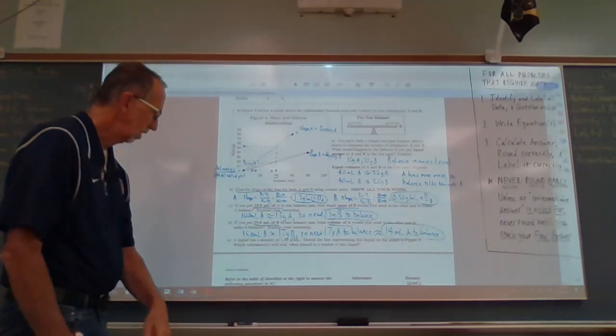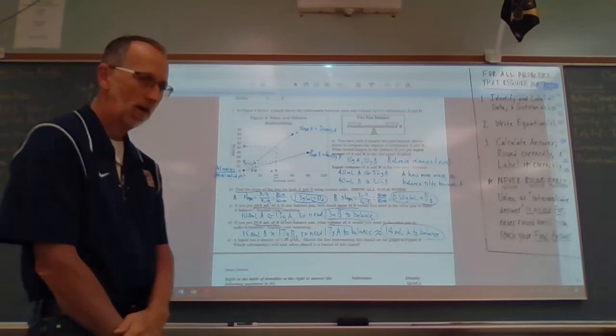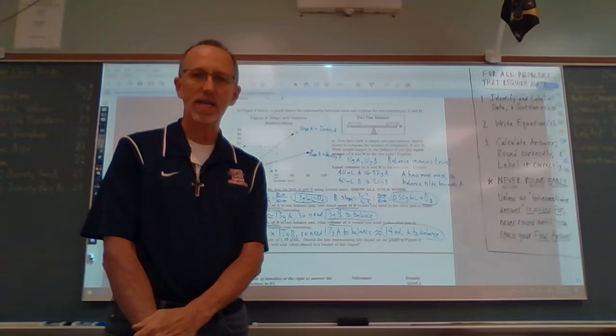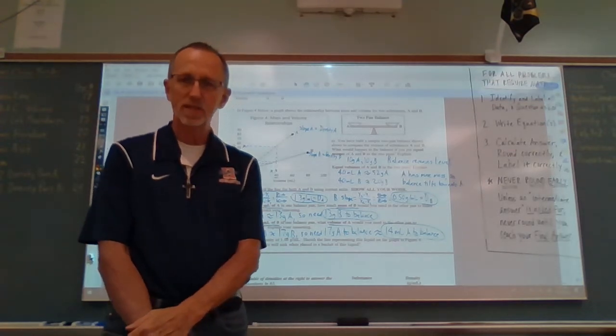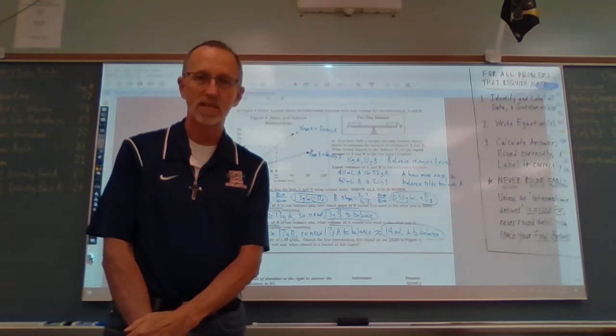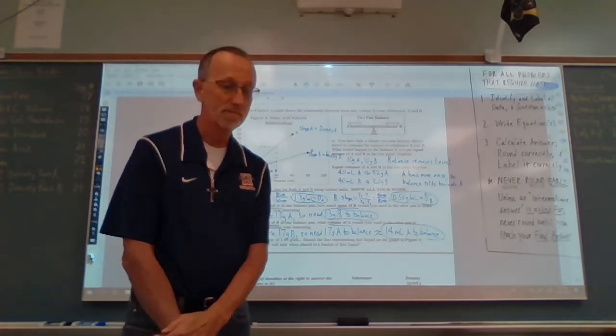And then letter E. A liquid has a density of 1.00 grams per ml. That ring a bell with anybody? 1.00 grams per ml. Anybody know what liquid that might be the density of? I'll bet you know. It happens to be water.